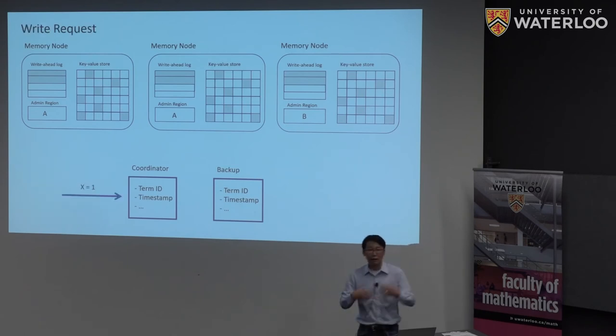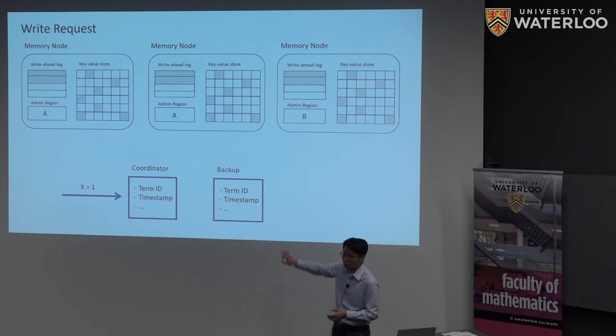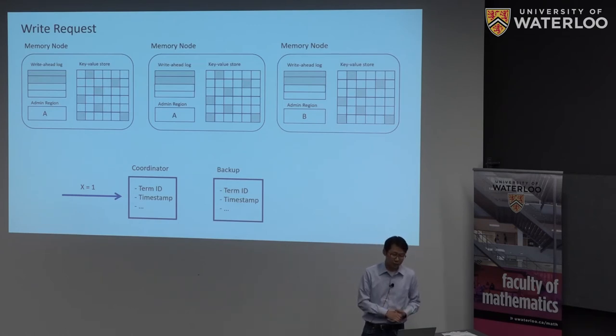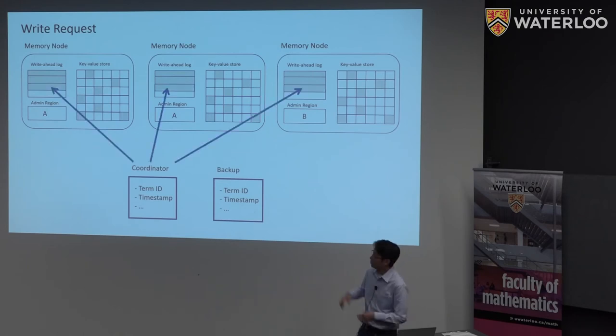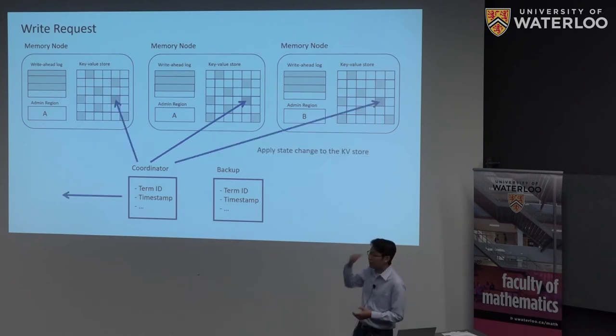Let's look at how we handle a write request. A write request is forwarded to the coordinator, just like in other leader-based consensus protocols. The coordinator then uses one-sided RDMA to write to the write-ahead logs of the different memory nodes. Once it hears back from a majority of those memory nodes, meaning a majority of those writes have completed, it is able to apply those changes locally in a local cache. It is able to commit that state change request, and it will respond back to the clients.